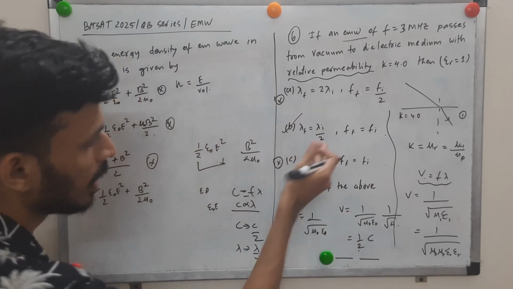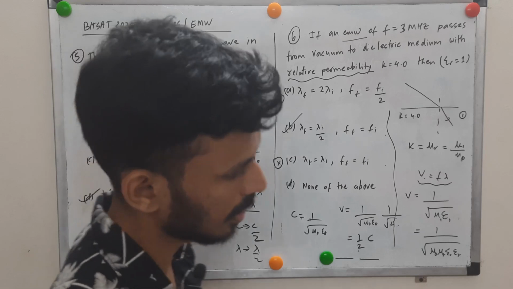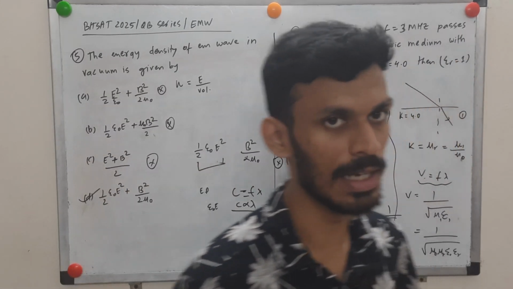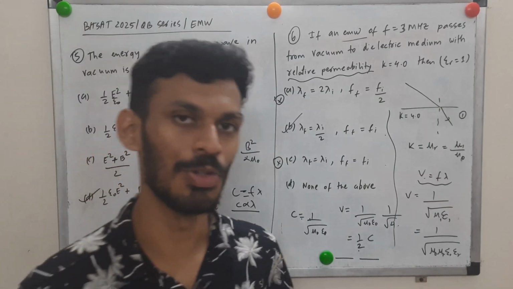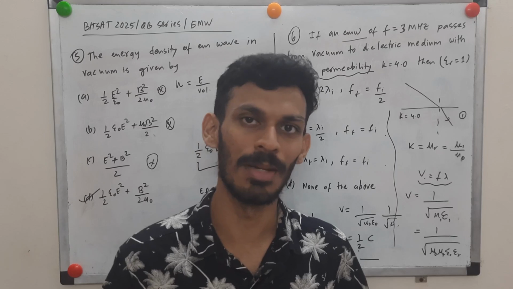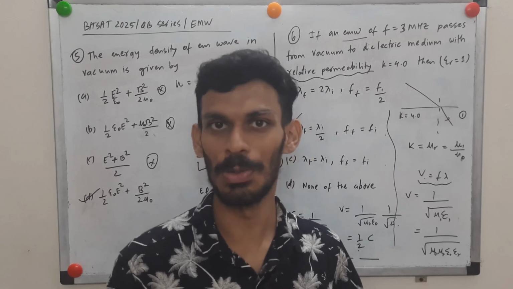Your final lambda will be half of the initial lambda, and that's why you can say the speed is decreasing. And there is no effect on frequency. It depends on the source only. So that was the key concept behind it. Over to the final two questions for the day.